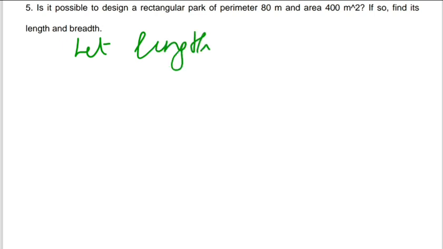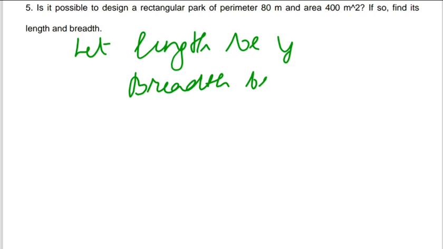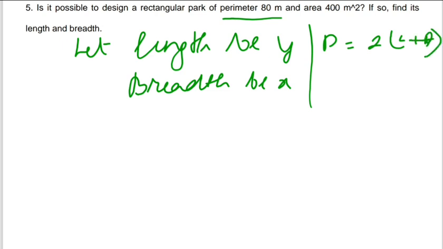Let length be y and breadth be x. They are saying that the perimeter is 80 meters. The formula of perimeter is 2 into (L plus B). Area means length into breadth.